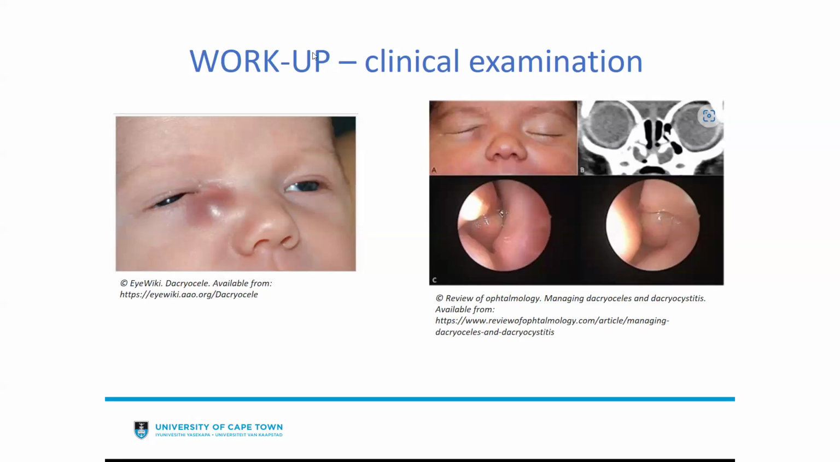You see a bluish swelling on the medial canthus in a child that has epiphora or nasal obstruction. So that's quite typical. But on the other side, this child has bilateral dacryocystocele. So you can see it on the right side. There's a bluish swelling. The left side is actually normal externally.